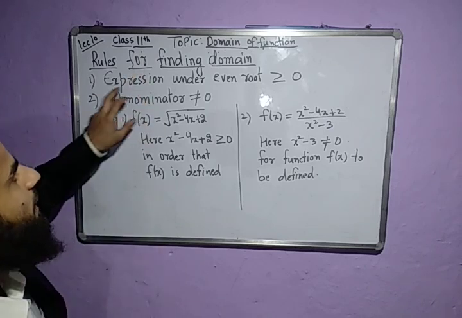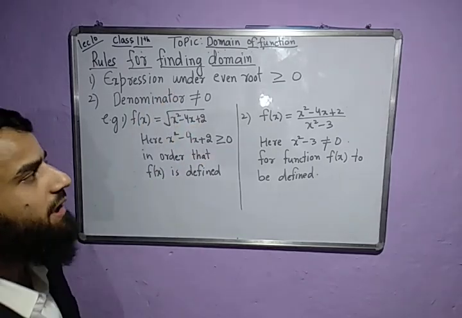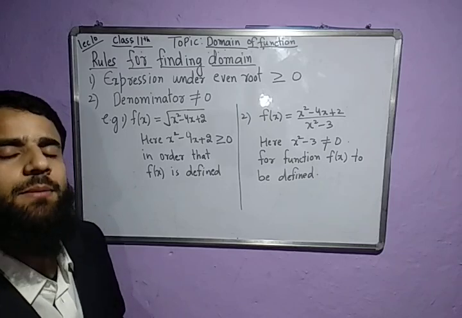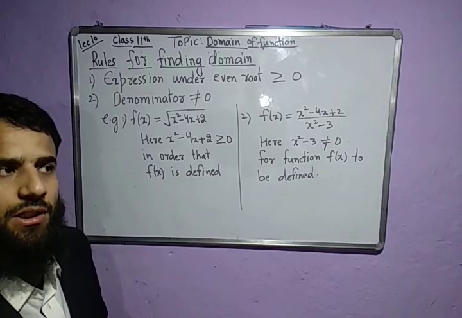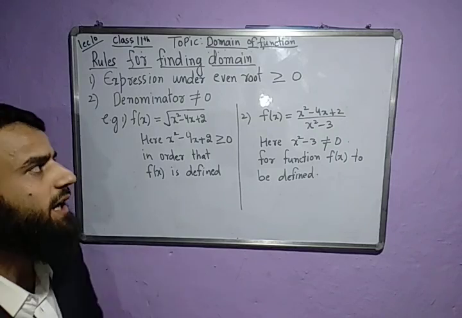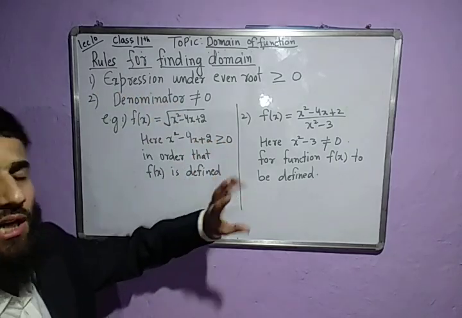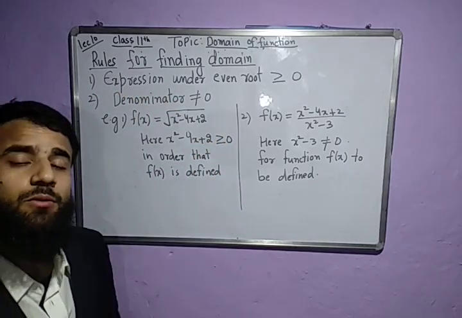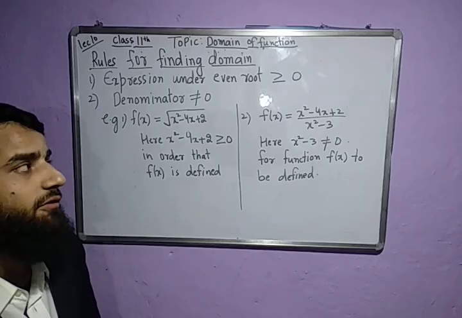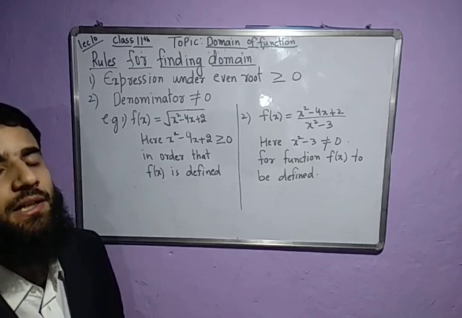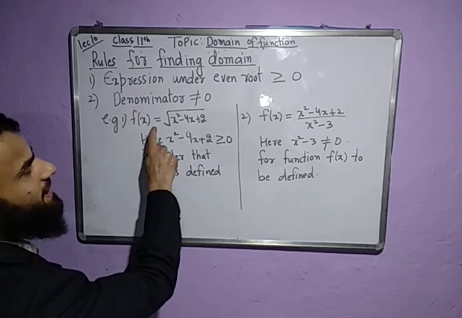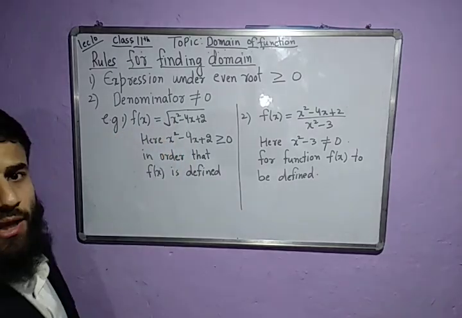One rule is that if you have an expression under an even root, what do we mean by even root? That is square root, fourth root, sixth root, eighth root. The expression under that even root should be greater than or equal to 0. Why? In order that the function is defined, in order that the function is real, the expression under the even root should be greater than or equal to 0. Like in example 1, if we have a function f(x) equal to the square root of x squared minus 4x plus 2.